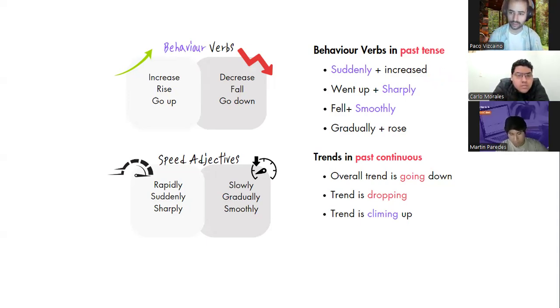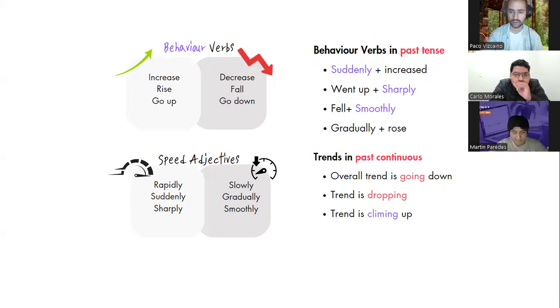Hay otros line graphs que van a ser usados para el forecasting o, ¿cómo decirlo? La estimación, el pronóstico. Y para el pronóstico se usa present o future, está bien. Pero para esto se va a usar en past tense.